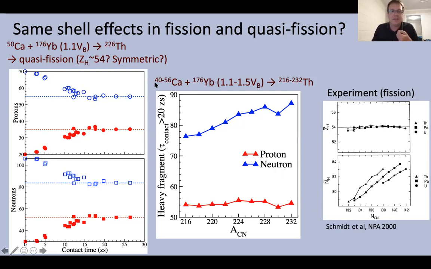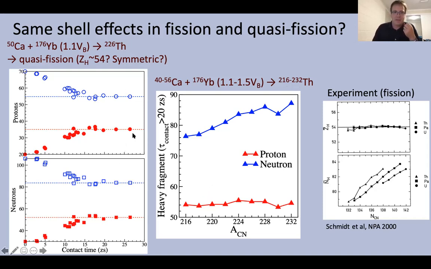So here, what I show is calculations for quasi-fission now, not fission, for reactions involving a chain of calcium, from calcium 40 to calcium 56 on ytterbium 176. That's the beauty of doing theory: you can run things which cannot yet be done experimentally, but hopefully in the near future there will be neutron-rich calcium beams able to look at this system. We do that slightly above the barrier. If it were to fuse, that would form compound systems, neutron-deficient thorium from thorium 216 to thorium 232.